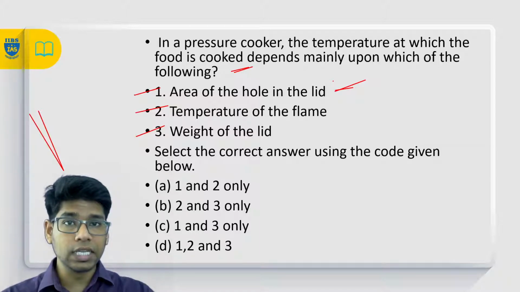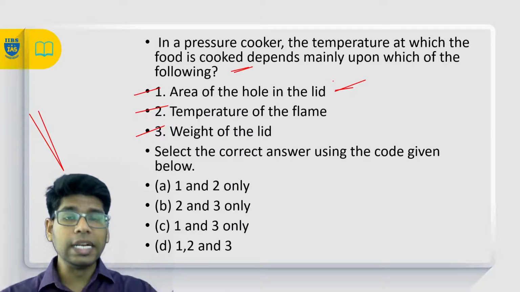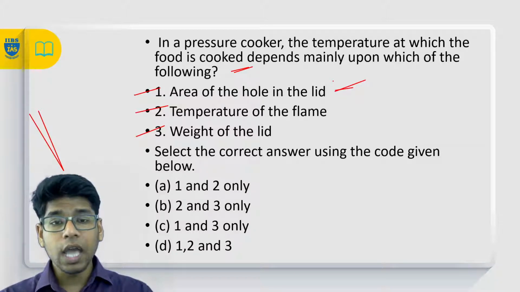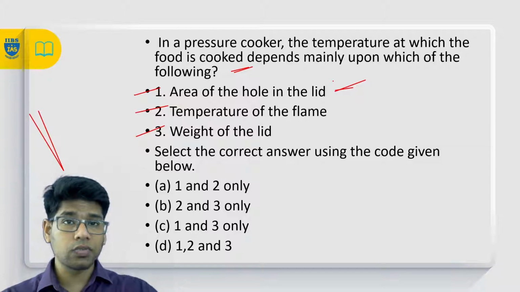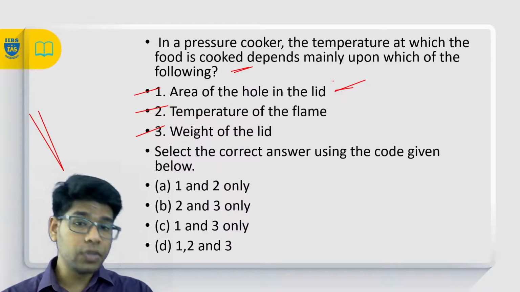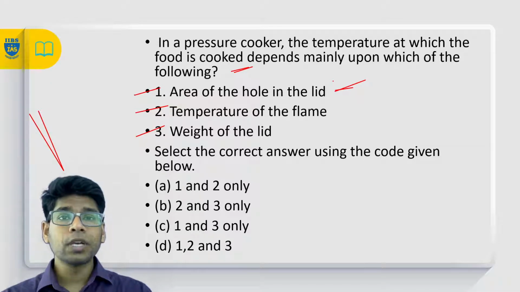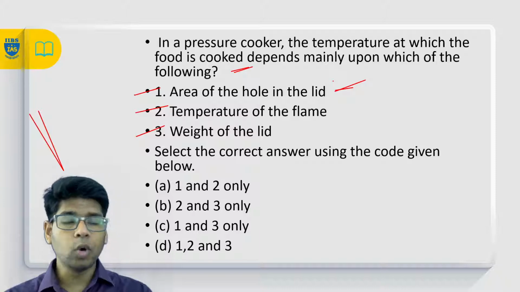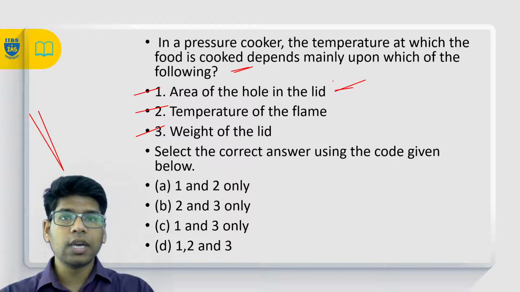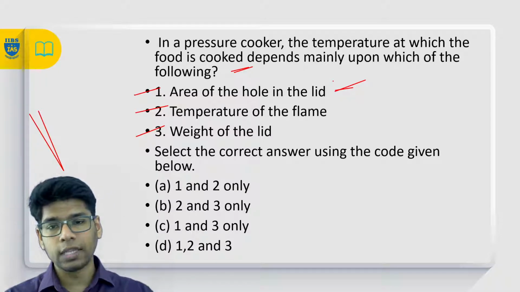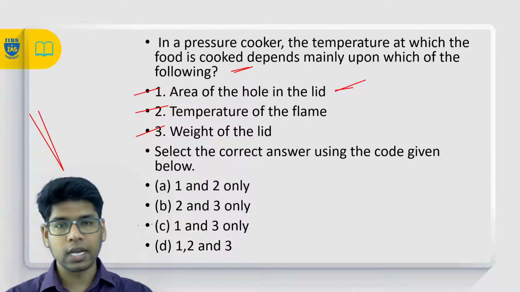If the area of the hole in the lid is more, the pressure will be released automatically and the temperature cannot be maintained within the pressure cooker. So the area of the hole in the lid is an important factor, and the weight of the lid is also an important factor. That's why for cookers, the weight of the lid matters the most. They are really strong, and if the weight of the lid is not so high, we see the spring action, which protects the lid from opening so that the pressure can be maintained within the pressure cooker. So option 1 and 3 is the right answer.